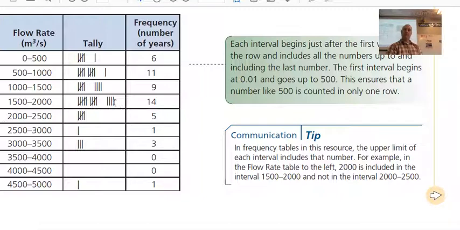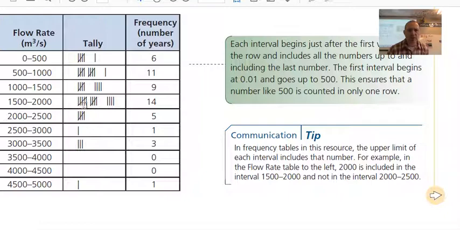Yeah. How bad is it when statistics are wrong? Is that your question? Okay, can you be a little more specific? Well, it says 14 under 1,500 to 2,000. There's actually 15 tallies.